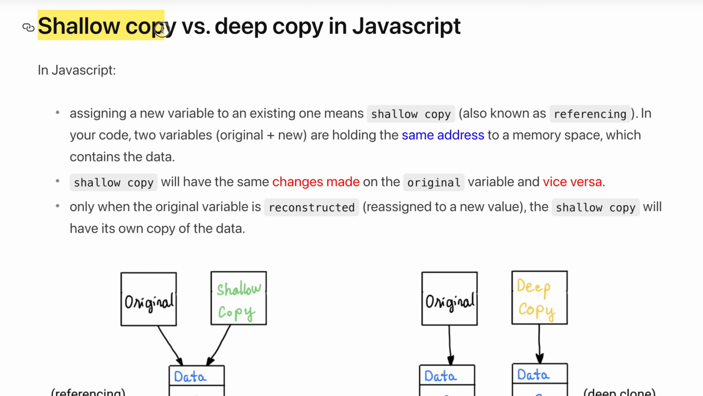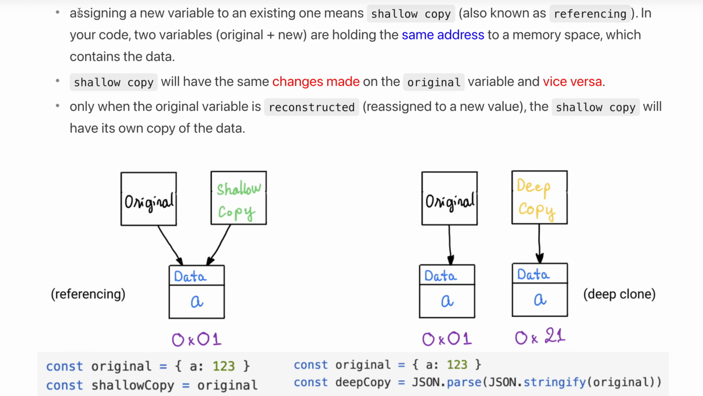Next, we're going to learn about shallow copy and deep copy in JavaScript. This is an important concept in JavaScript, or probably in any programming language. In JavaScript, when you assign a new variable to an existing one, that means a shallow copy. It's also known as referencing. What happens in your code is that the two variables, the original one and the new one, are holding the same address to a memory space that contains the data.